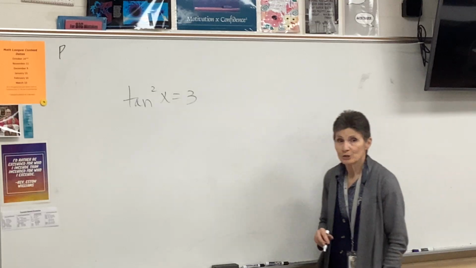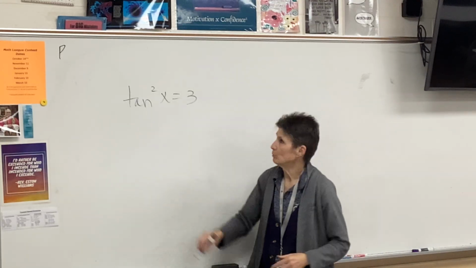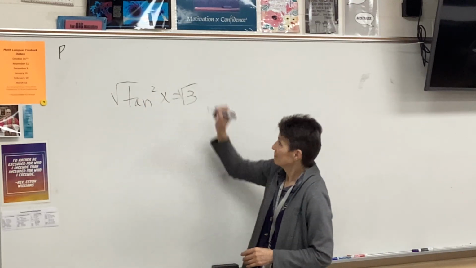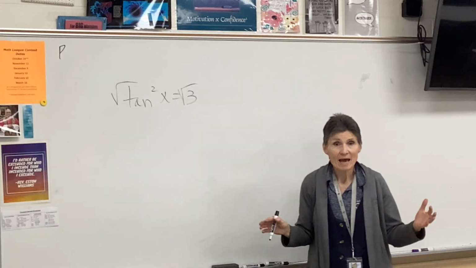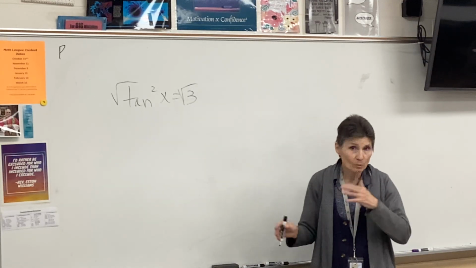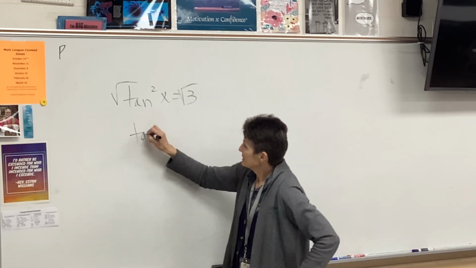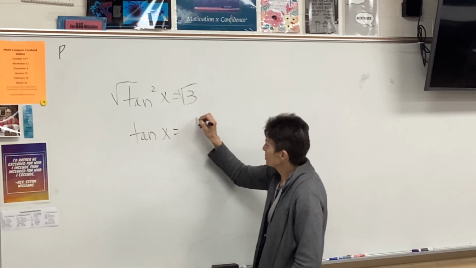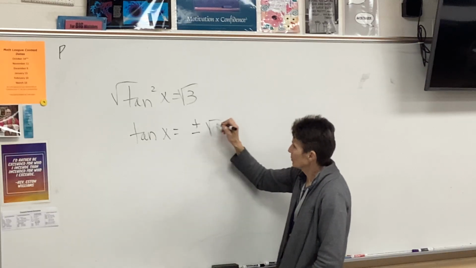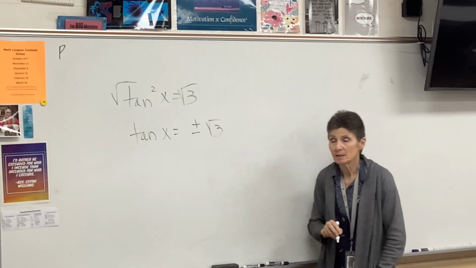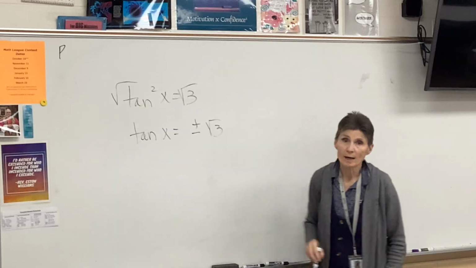All right, so what am I going to do? Well, I don't know what you're going to do, but I'm going to do this. There isn't anything to factor. There's nothing else going on. I'm just going to square root both sides. So what does it say? Tangent x equals plus or minus root 3. Don't forget the plus or minus. When you square root, you got a plus or minus.